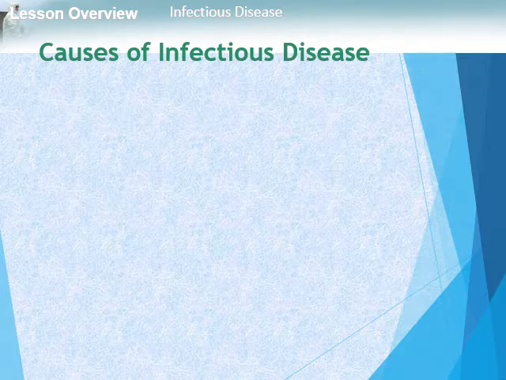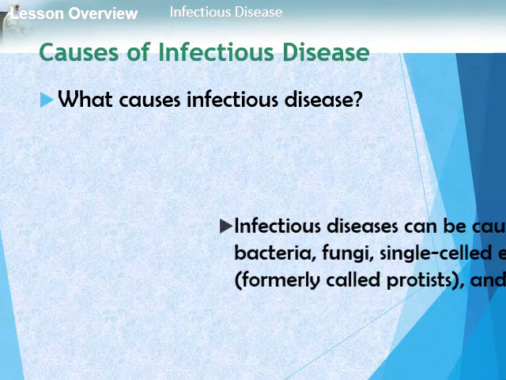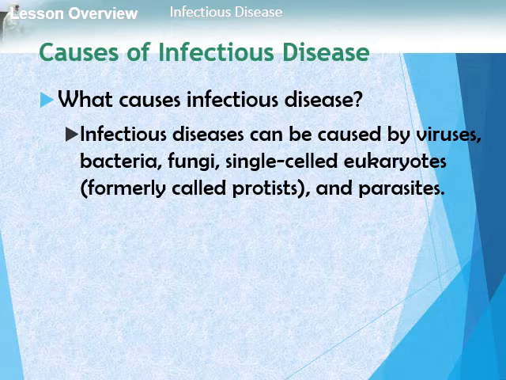Causes of infectious disease. Before we discuss causes of infectious disease, it is important to know what infectious disease is. Infectious disease is a type of disease that can pass from one organism to another. Now, what causes infectious disease? Well, infectious disease can be caused by viruses, bacteria, fungi, single-celled eukaryotes or protists, and parasitic worms.